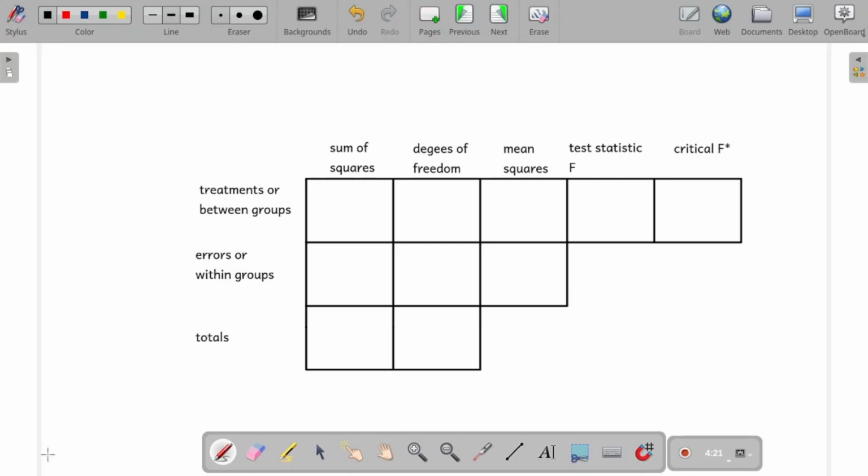This is a short video on the details of filling in the analysis of variance table. We're not going to do a problem or anything. I'm just going to show you where numbers go and all the other pertinent details. So let's begin. ANOVA, analysis of variance.